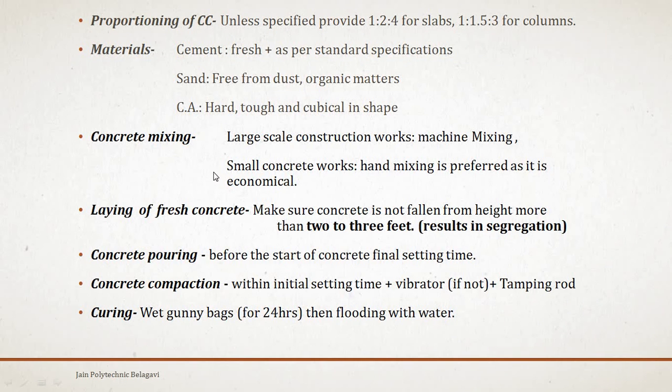Now coming to proportioning of cement concrete. Cement concrete shall be, say, 1:2:4 for slabs and 1:1.5:3 for columns unless otherwise specified. Then the materials. The cement should be fresh and as per the standard specifications. It should have the specified color, grayish green, and it should give a cooling effect when you dip your hand inside the cement bag.